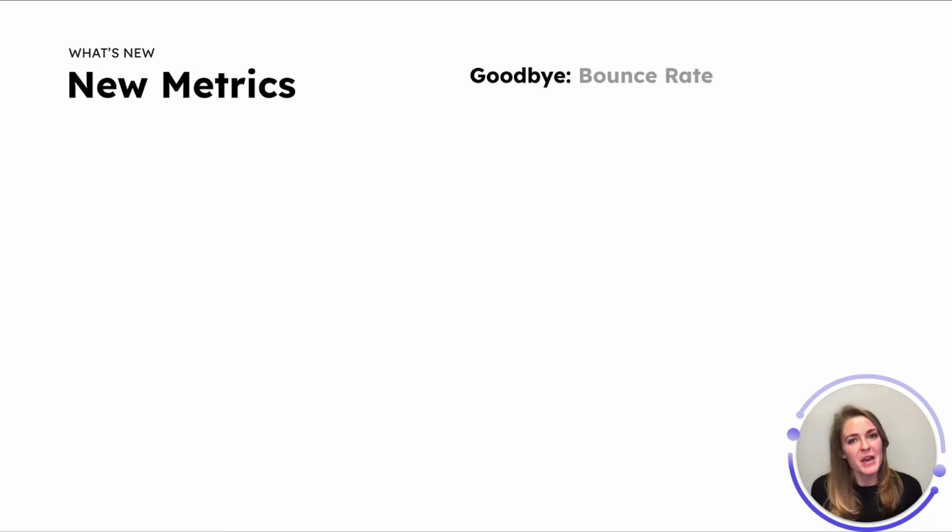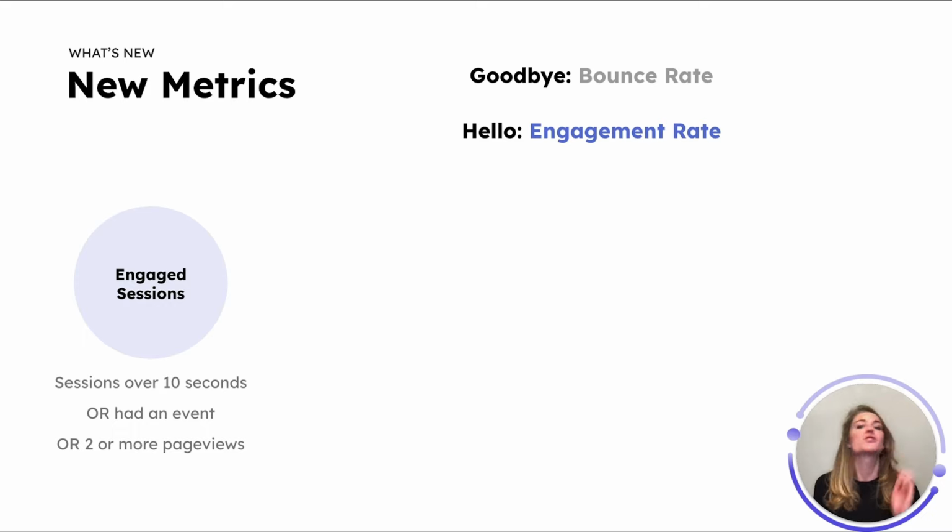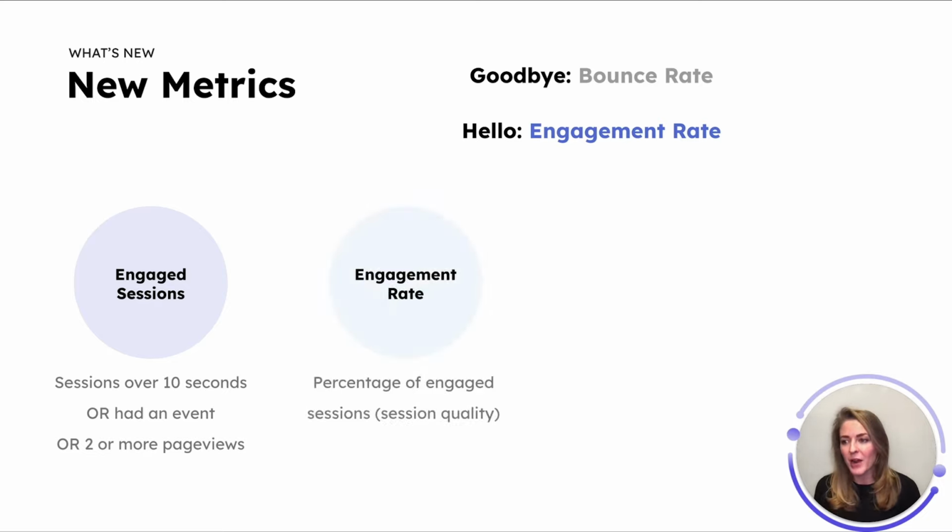Now, we also have some new metrics in GA4. If you're a fan of the bounce rate, then I'm really sorry, but it's gone. It has been replaced by engagement metrics and engagement rate. So we have what's called engaged sessions. Engaged sessions are sessions over 10 seconds or sessions that featured an event or featured 2 page views. And from there, we have engagement rate. Engagement rate is the percentage of engaged sessions, so the number of engaged sessions divided by total sessions, which gives us an idea of, I suppose, the quality of that particular session.